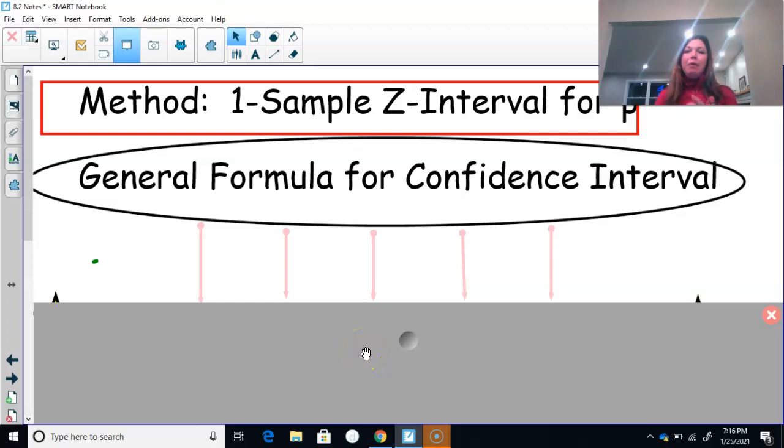Hey, AB Stats, today what we're going to do is draw some conclusions about a population, right? In statistics, that's our goal. We're always taking a sample, drawing conclusions about a population, and then making decisions.